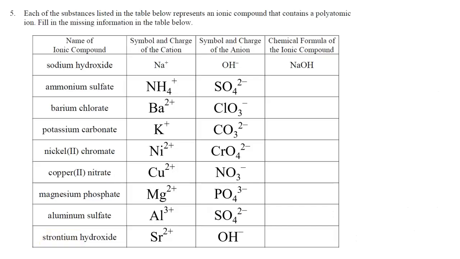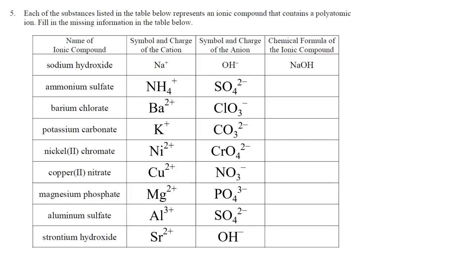Well, now we're almost done with filling in this table. What do we have to do now? Write the correct chemical formula of the ionic compound. And since we already know the symbol and the charge of the cation, and we know the symbol and the charge of the anion, all we have to do is put them together in the proper ratio so that the total charge in this chemical formula is 0.